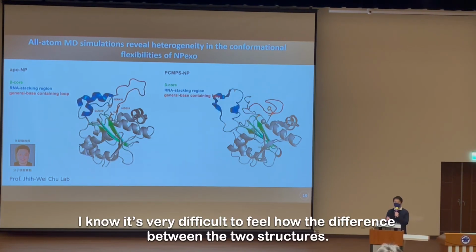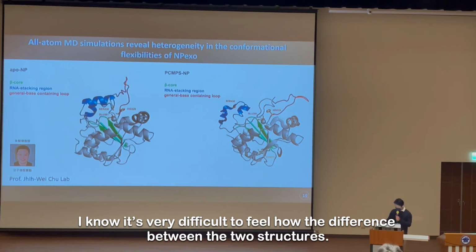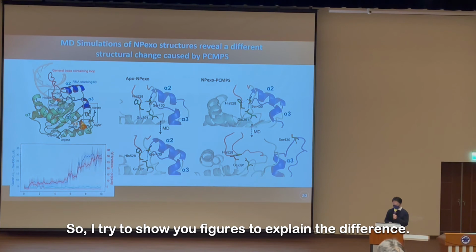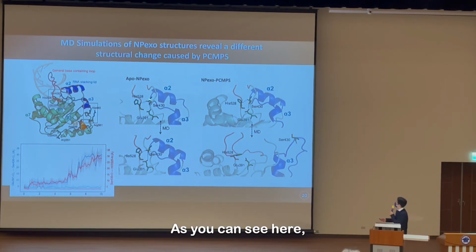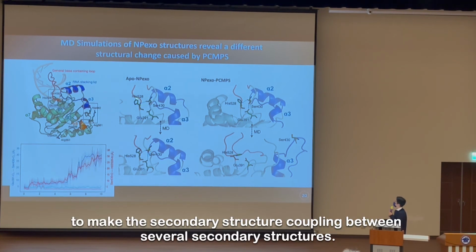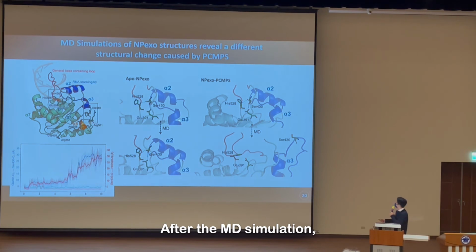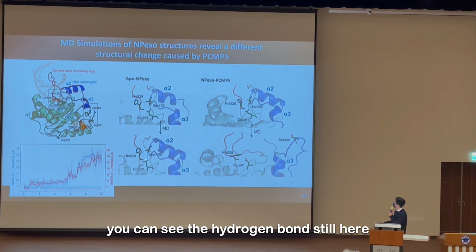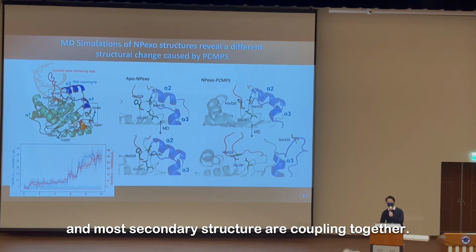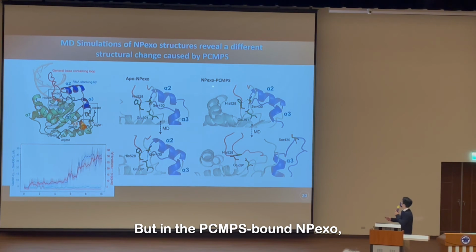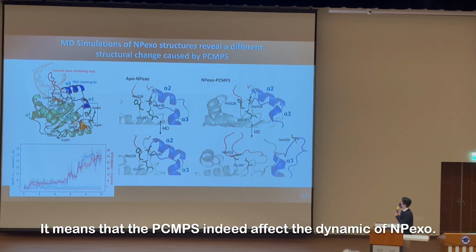I know it's very difficult to feel the difference between the structures, so I will try to show you a figure to explain the difference. As you can see here in the apo protein structure, there are several hydrogen bonds that make the secondary structural coupling between several secondary structures. And after the MD simulation, we can see the hydrogen bonds are still there, and those structures are coupled together. But in the PCMBS-bound NPexo, after MD simulation, the coupling is disrupted. It means that PCMBS indeed affects the dynamics of NPexo.